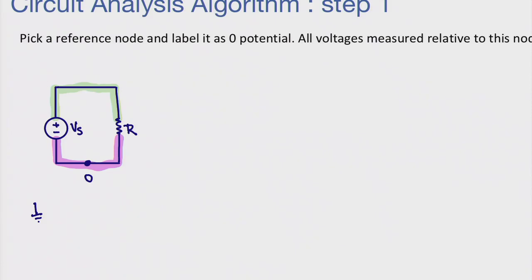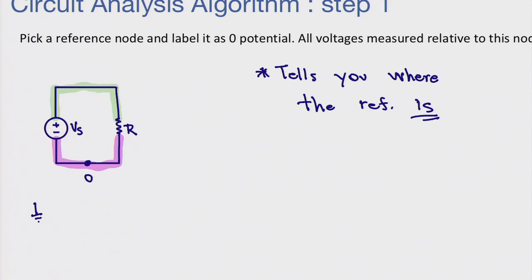And this is going to be called ground. What does the ground do? Tells you where the reference is. Yes, thank you. Reference for what? For potential, to measure potential. So you know where your voltages are.